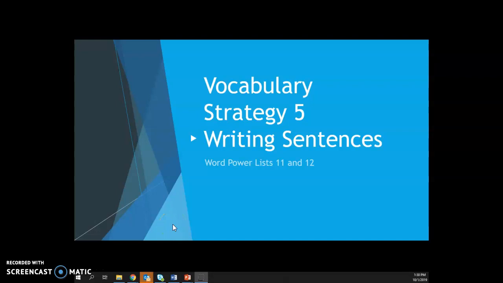Hello. Today's reading strategy, today's vocabulary strategy is writing sentences. It's helpful to have out your notes at this time and also your Word Power study packet so that you can follow along with the pages for strategy 5 that focuses on lists 11 and 12.